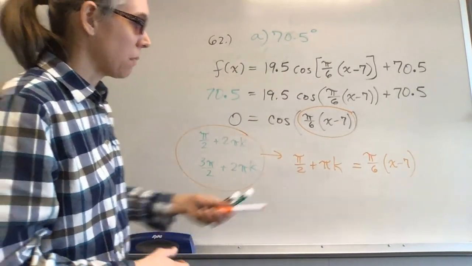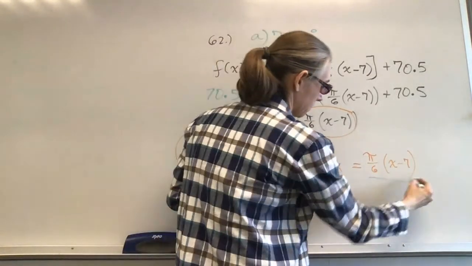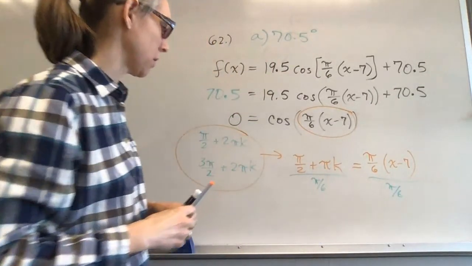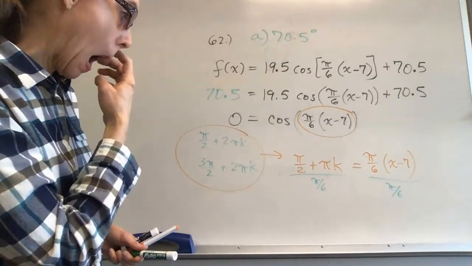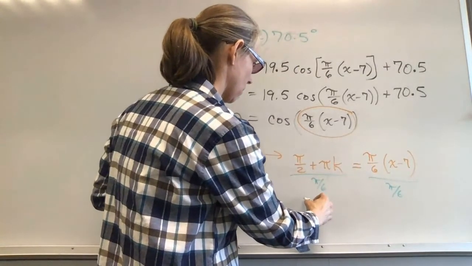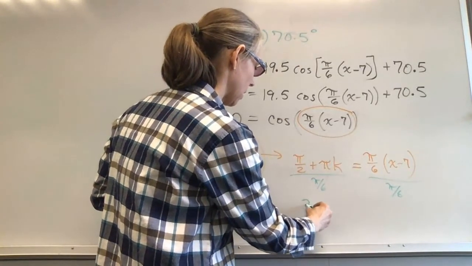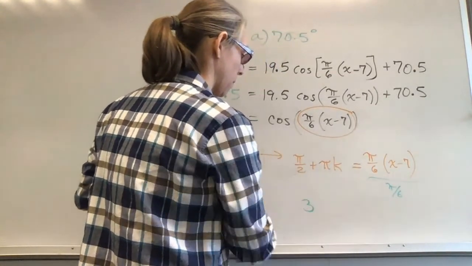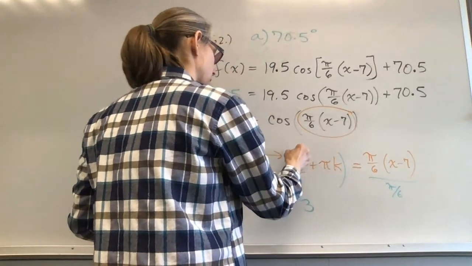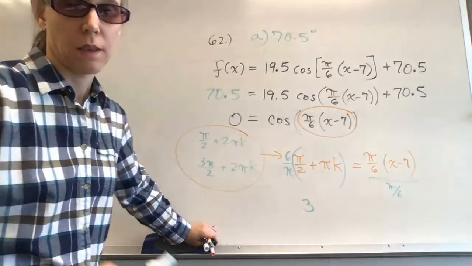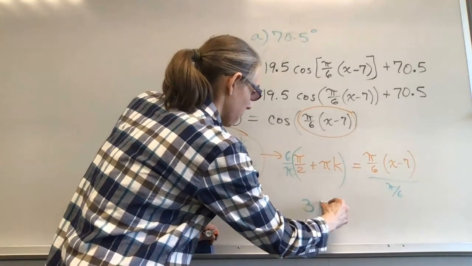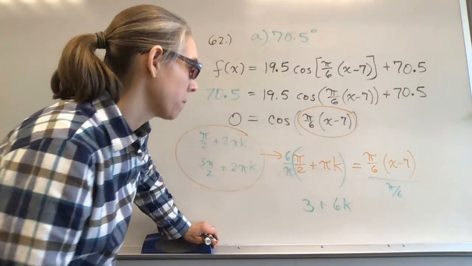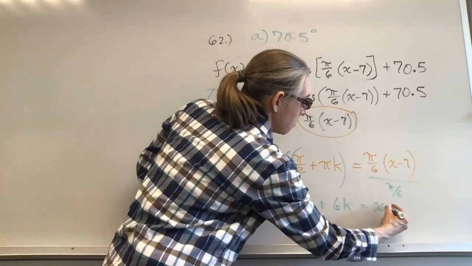Okay, so now we're going to divide both sides by pi sixths, which is the same thing as multiplying by 6 over pi. So that would be 3. If I multiply this one, here, let me do it this way. Multiplying by 6 over pi. Okay, so that is going to be 3 plus 6k, right, is equal to x minus 7.